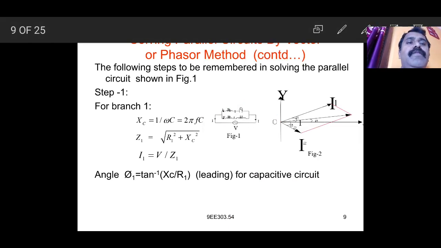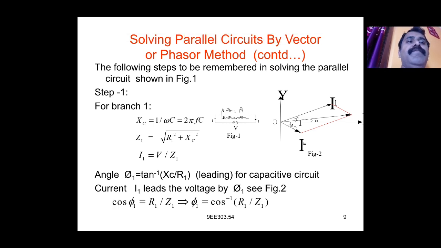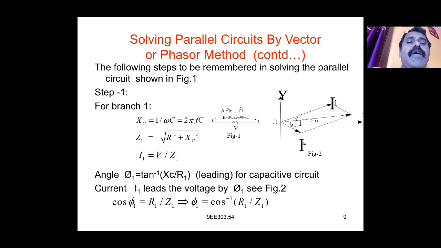Here the current I1 leads the voltage by some angle phi 1, for a capacitive circuit. And cos phi 1 is R1 by Z1, that is phi 1 is equal to cos inverse of R1 by Z1. Either we can find phi 1 as tan inverse of XC by R1, or phi 1 is equal to cos inverse of R1 by Z1.